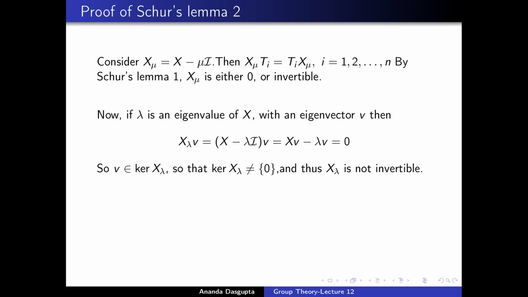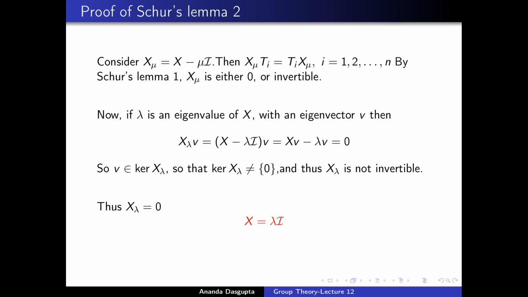Now we know that for all mu, x mu must be either 0 or invertible, and right now we have proven that if lambda is an eigenvalue of x, then x lambda cannot be invertible. Hence the only possibility is x lambda must be 0, and thus x must be lambda times the identity operator. And this concludes the proof of Schur's second lemma, which essentially says that any operator x which commutes with all the operators in an irreducible set of operators must be a multiple of the identity.